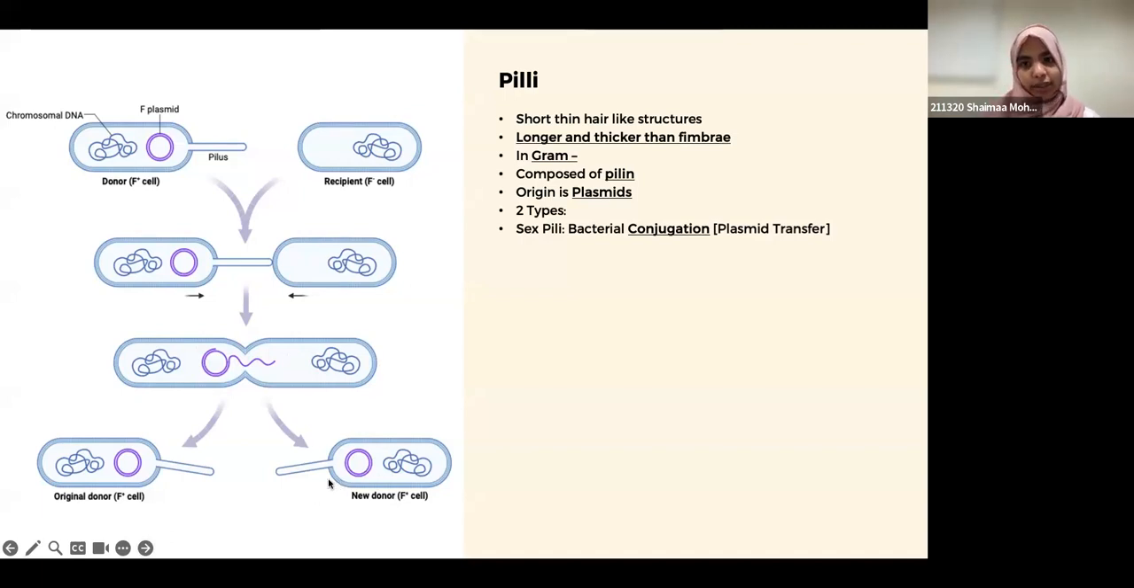And why is this important? For example, this bacteria has a plasmid that codes for an antibiotic resistance gene, and this bacteria doesn't. So this is resistant and this is not. Now, this bacteria can transfer its resistance to another bacteria. So this is good for the bacteria, but it's bad for us, okay? So basically, these are done by the sex pili.